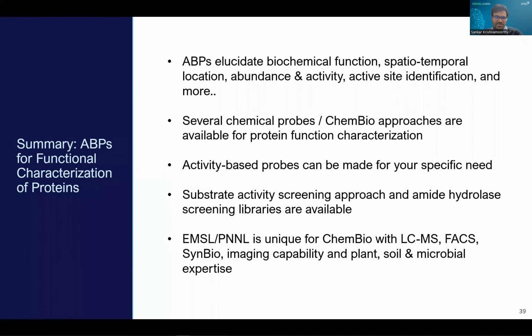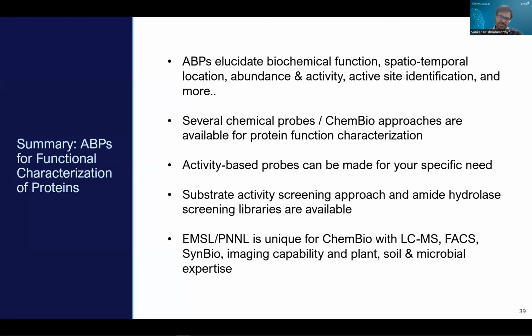So that concludes my presentation. I just wanted to summarize that we have these activity-based probes that you can use for biochemical functional characterization of your protein of interest or in a biological system, in addition to gaining other information. We already have probes that you can use through these upcoming calls. We can also design a particular type of activity-based probe depending on the system that you want to investigate. The substrate activity screening library that we developed is also available for screening biological samples.